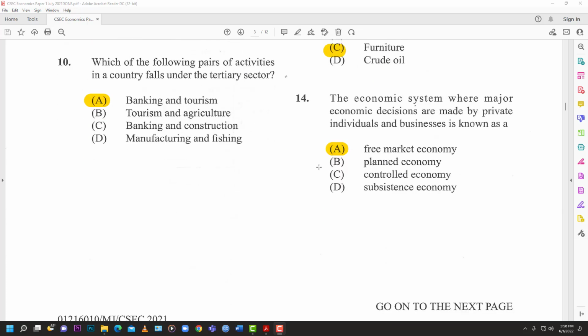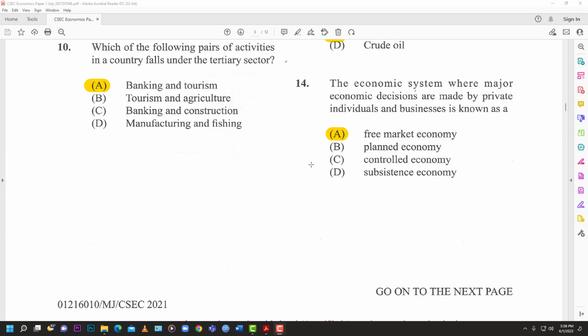Number 14. The economic system where major economic decisions are made by private individuals and businesses is known as a free market economy. So when individuals are making all the economic decisions, that's a free market. Right? Private individuals and companies.